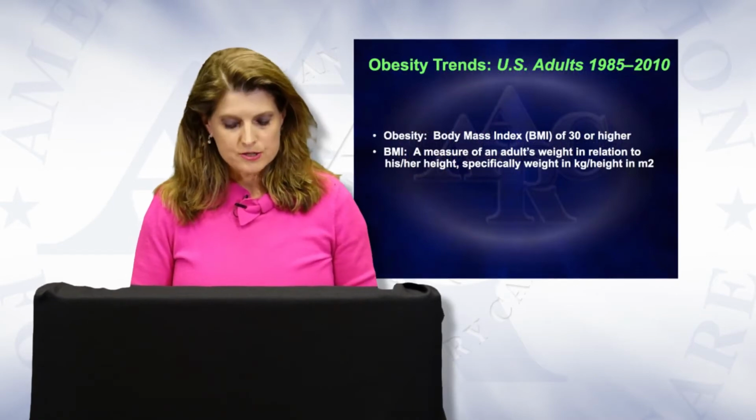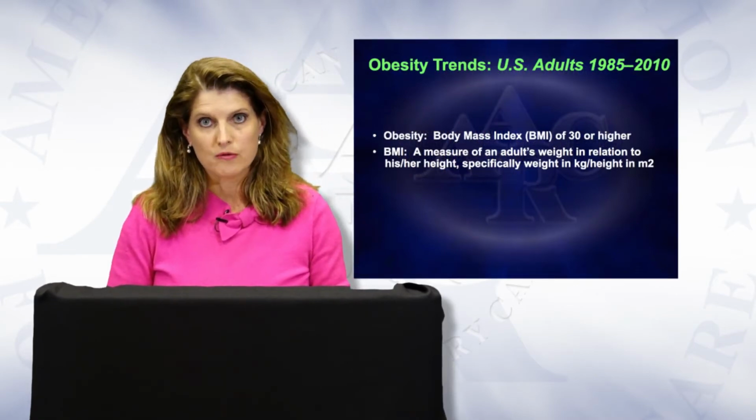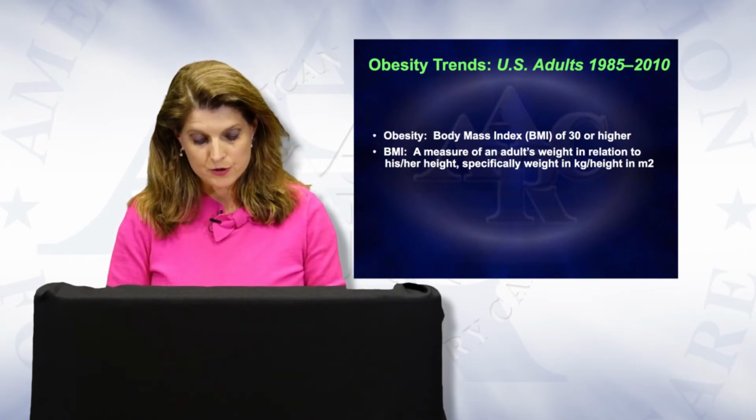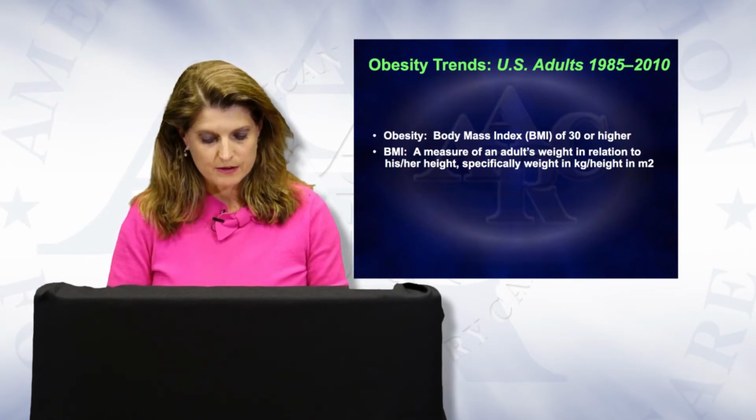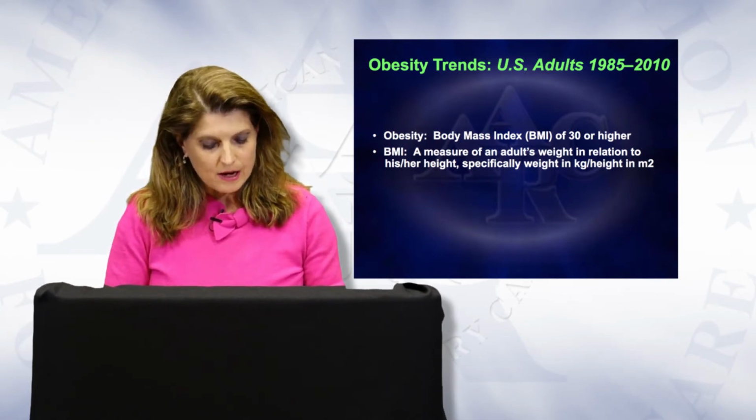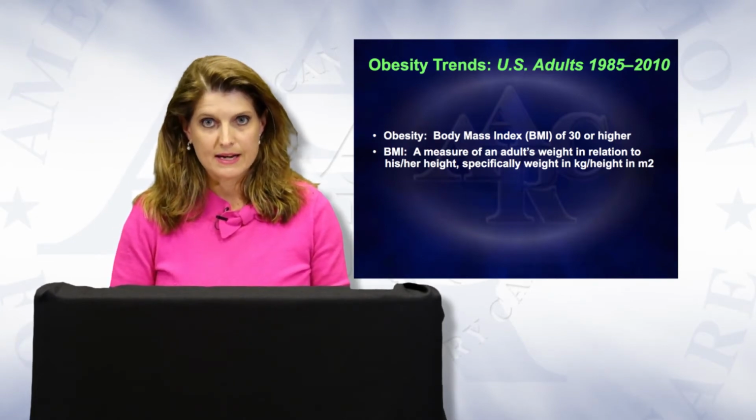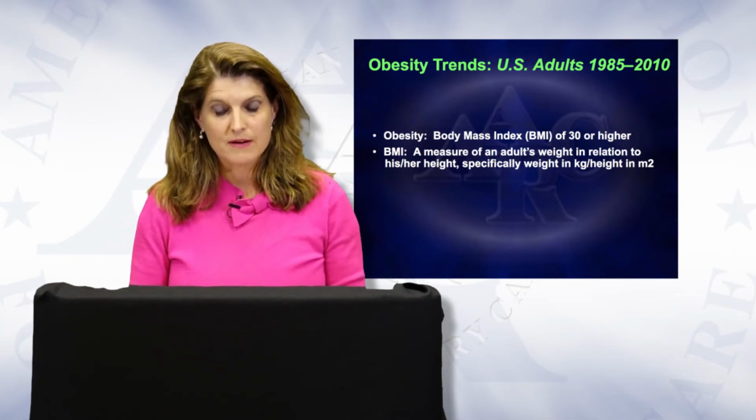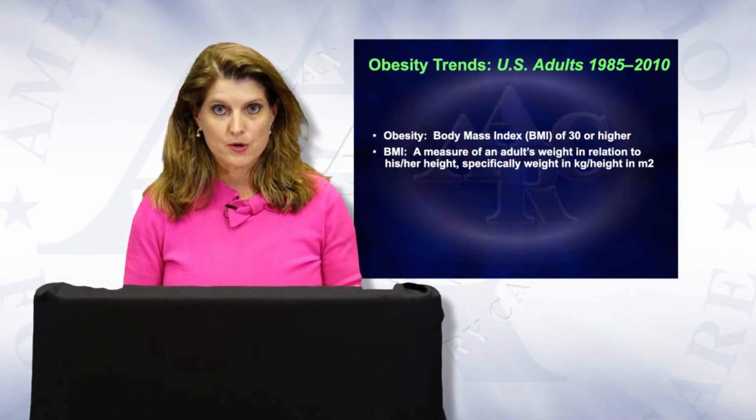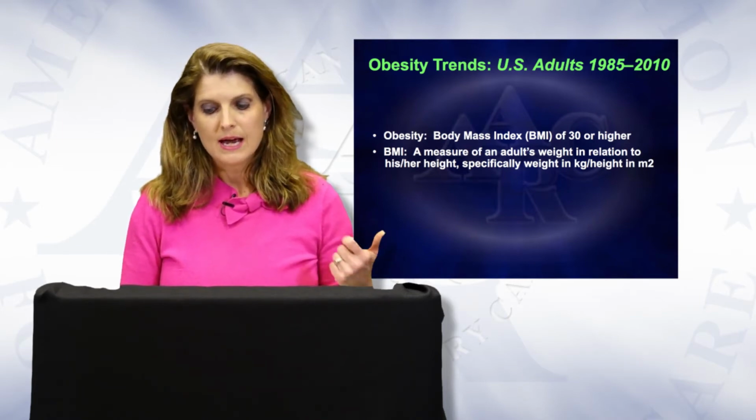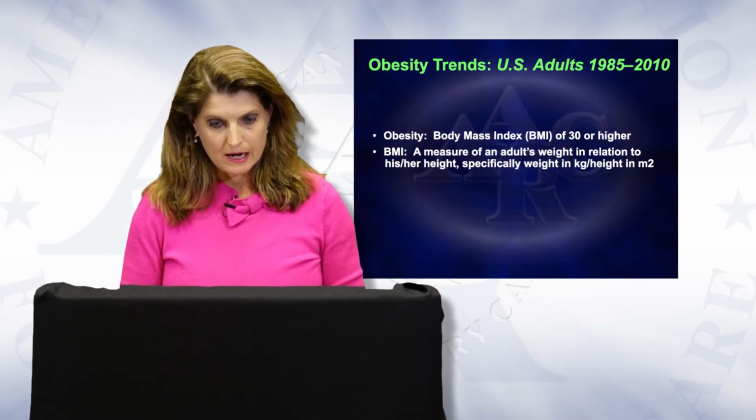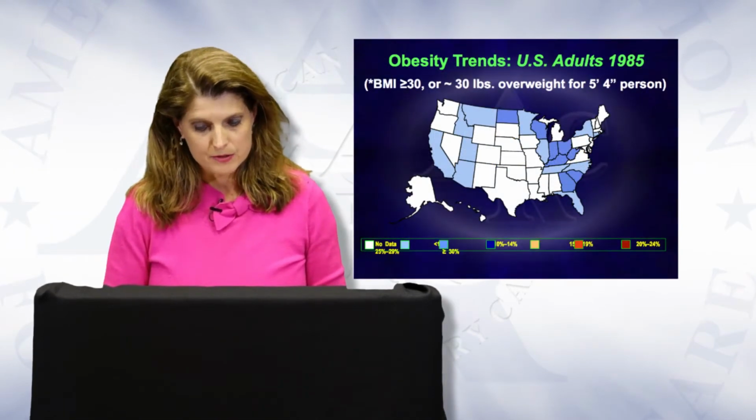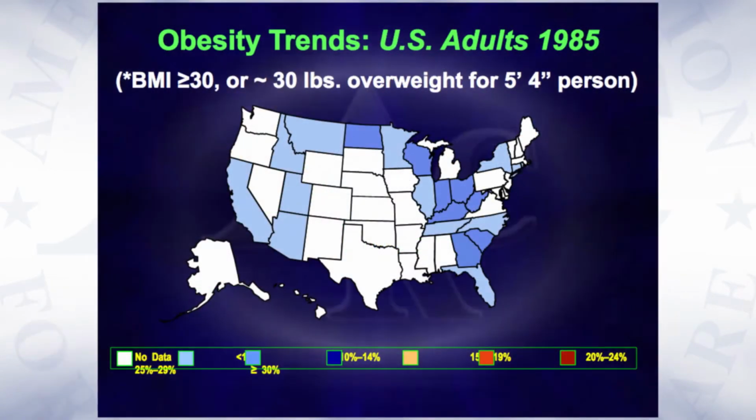These next few slides are going to demonstrate how the United States has evolved over the last 30 years regarding BMI trends. These figures are quite distressing from an airway control standpoint. Now, in the United States, obesity is defined as a body mass index of 30 or greater, with BMI being a measure of an adult's weight in relation to his or her height, specifically weight in kilograms divided by height in meters squared. In 1985, you can see that the majority of the United States was under 14%. The population was under 14% overweight.